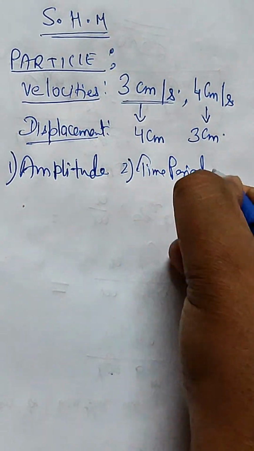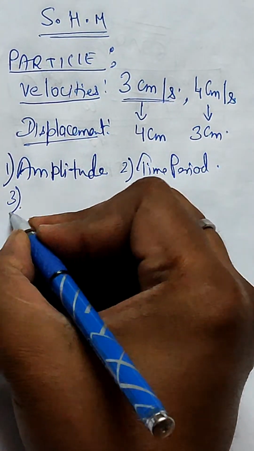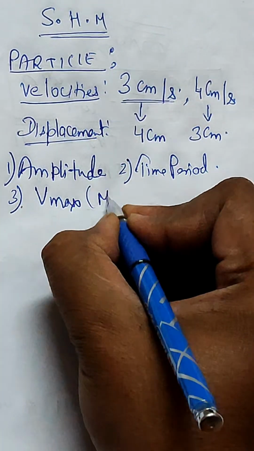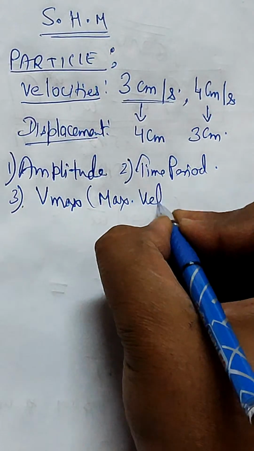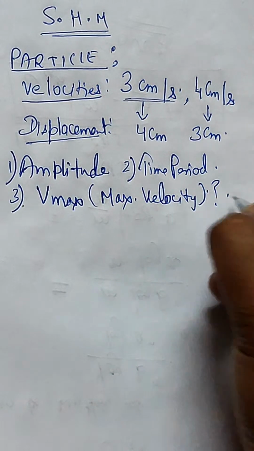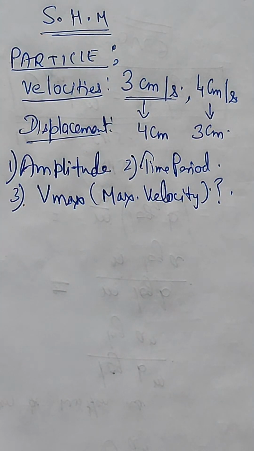time period and V max, that is the max velocity of that particle. That we need to calculate. This is the data given to you.